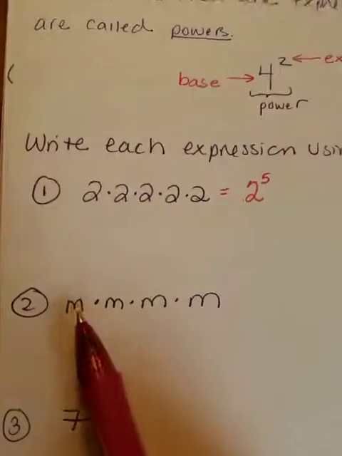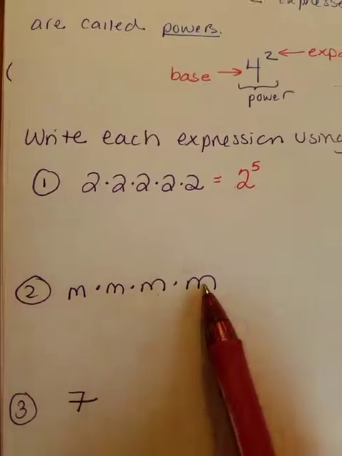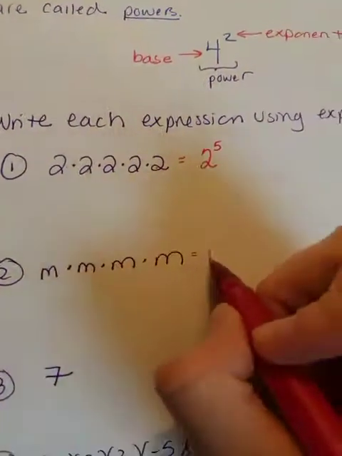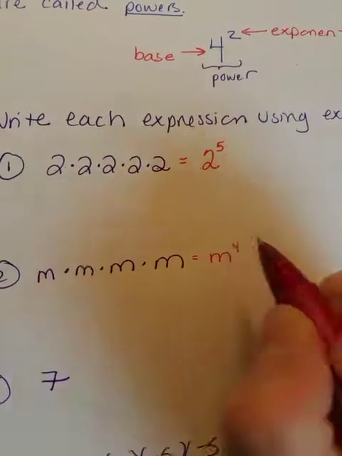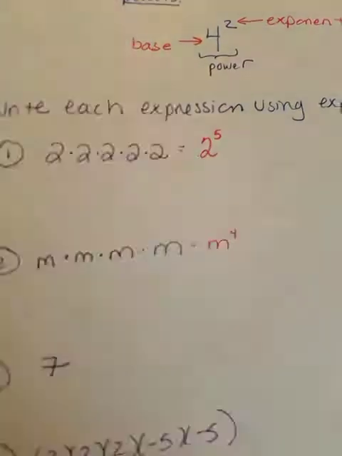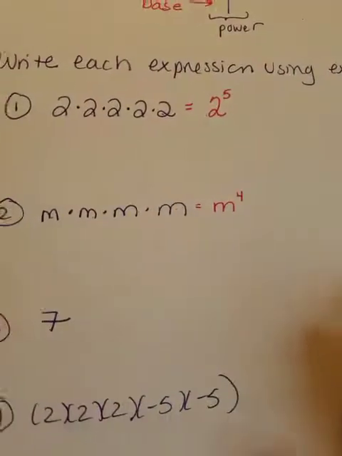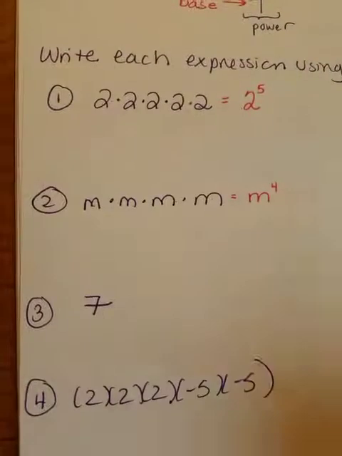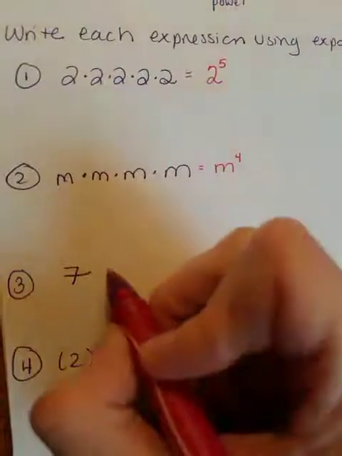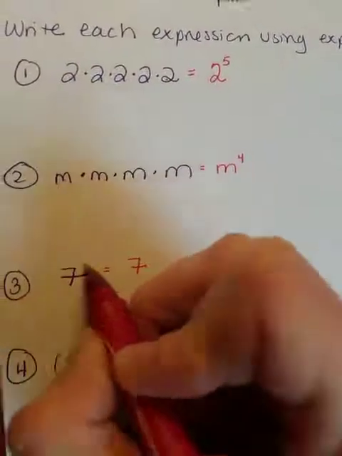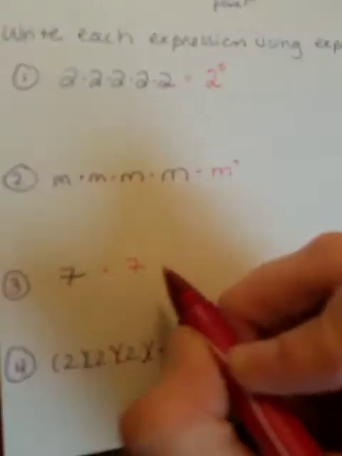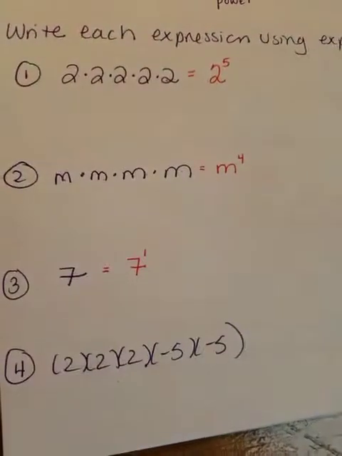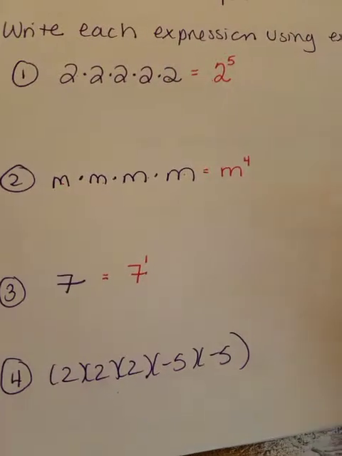Next one, we can also have variables, m times m times m times m. So with this one, our base is m, and our exponent is 4, because there are 4 m's being multiplied. That's your answer. 3, if I just write 7, that's kind of weird, there's only one of them. How are you supposed to write that? Well, your base is 7, and how many 7s are there? There's only one. 7 to the 1st.